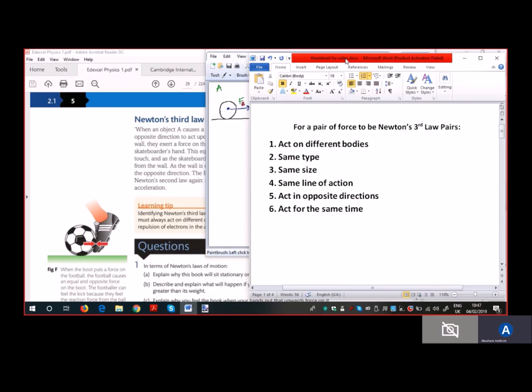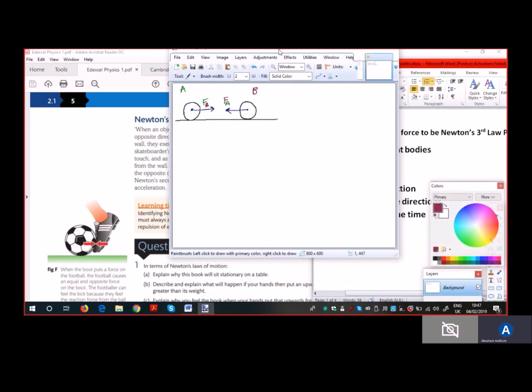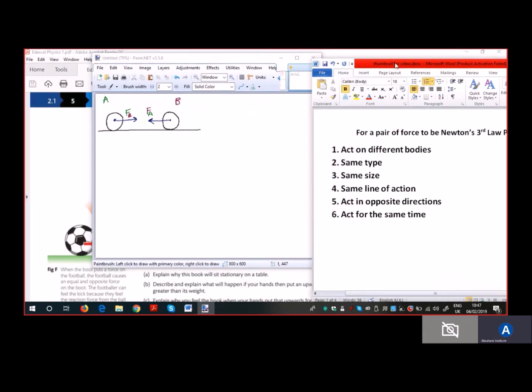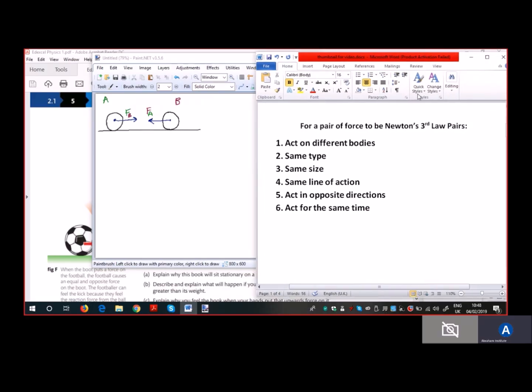Now the same thing we can apply for this also. Here you have 2 objects, maybe one a pen and the other a book. I model them as a particle, like using a circle like this. If you use this one, then check the criteria. Act on different bodies. One force acts on one body, the other force acts on the other body. Then same time, same type. Both are gravitational forces of attraction. Same size. Both are the same size.